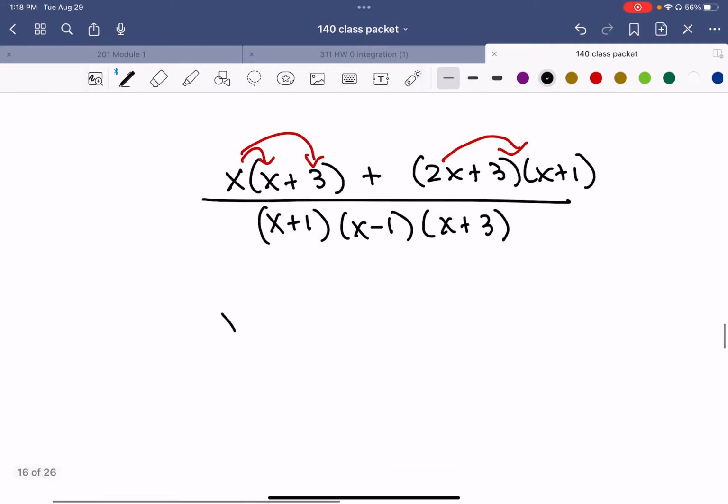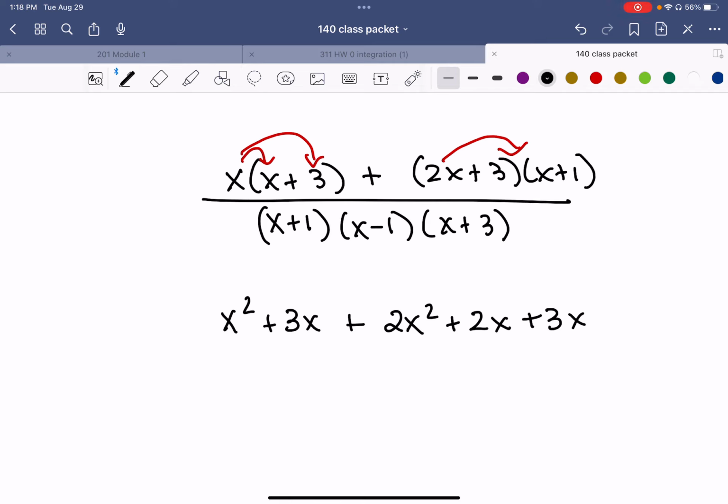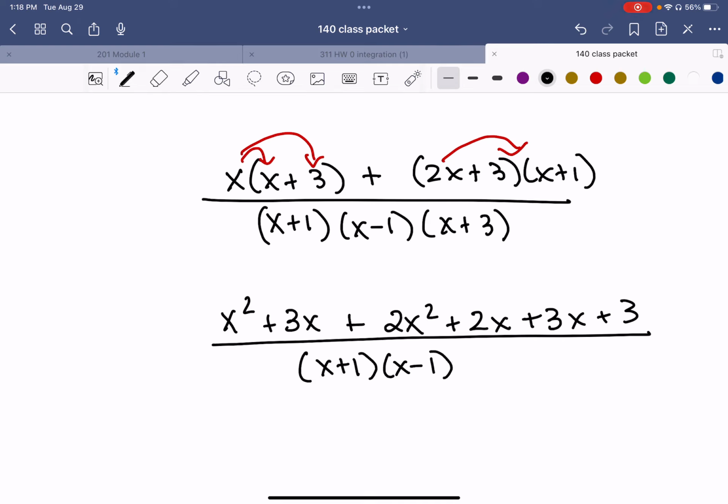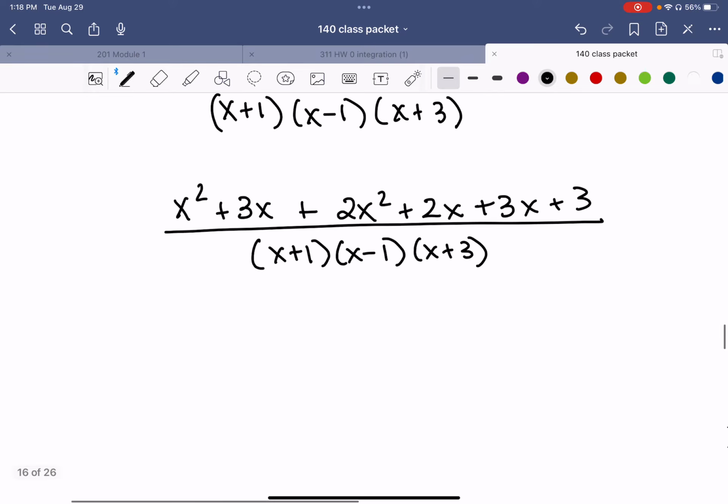And that's going to give me an x squared plus 3x plus, now the first two would give me 2x squared. The outside is going to give me 2x. The inside is 3x. And the last is 3. All over that common denominator. And again, if you want to multiply all that out in the denominator, go for it. I like to leave it factored.